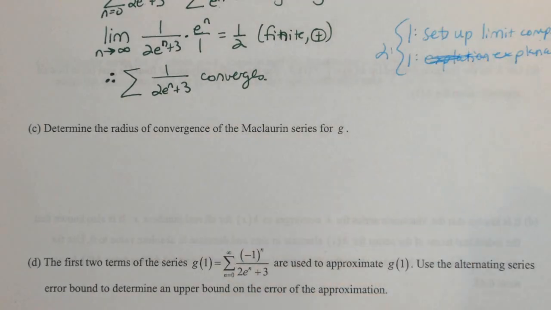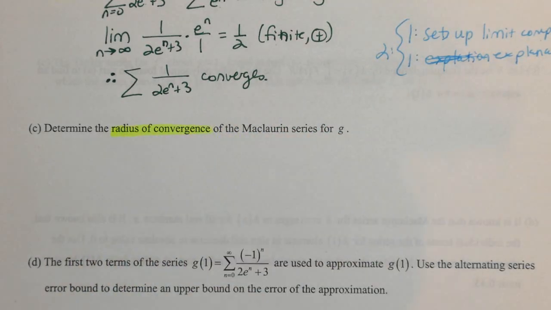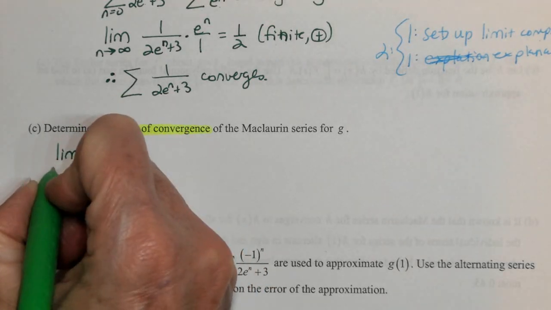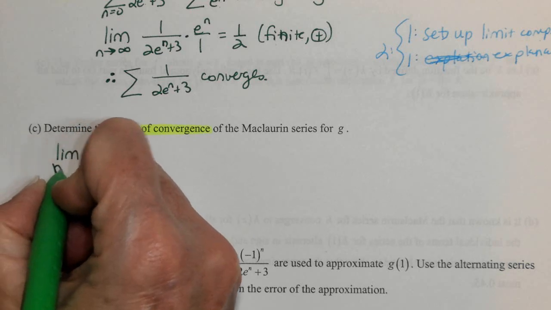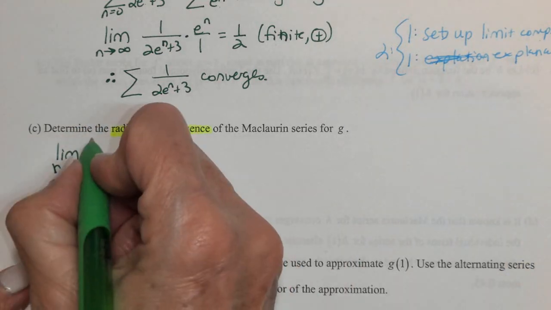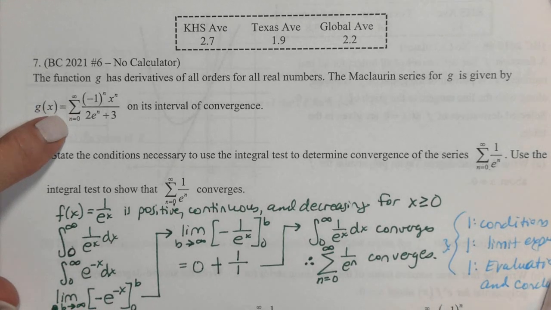Alright, part C, determine the radius of convergence of the Maclaurin series. The radius. So we're not going to have to check the boundaries. That's the worst part of the interval of convergence test, just the radius. So I'm going to set up the ratio test. So now I'm going to G, and G was up here. There's G. You got it?